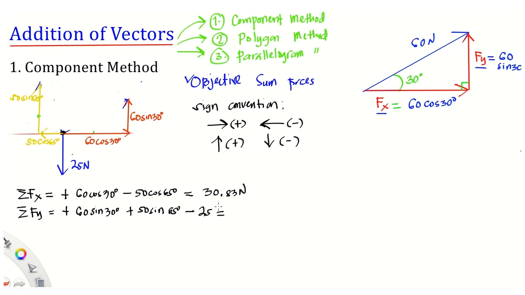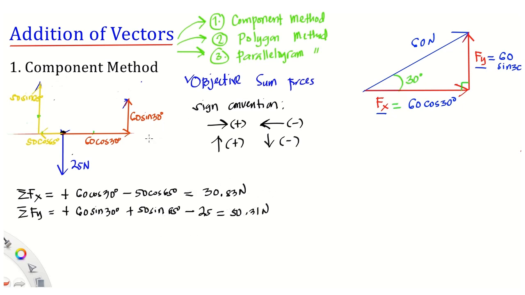Okay, so we just sum them. You just input this into your calculator: 60 sine 30 plus 50 sine 65 minus 25. Then we have this value, 50.31.